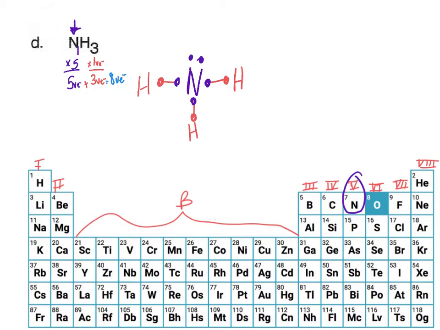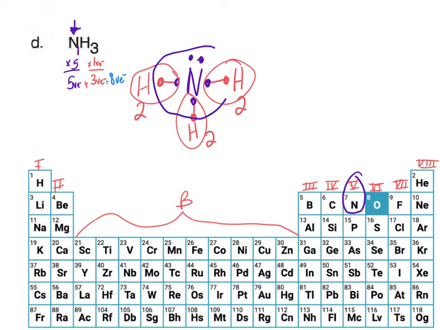Now let's check for octets. We have 2 for hydrogen, 2 for hydrogen, 2 for hydrogen. Those are all correct. And for our nitrogen, we have 2, 4, 6, 8. That is correct. And so everything has its octet, or in the case of hydrogen, duet. So we've got that checked.